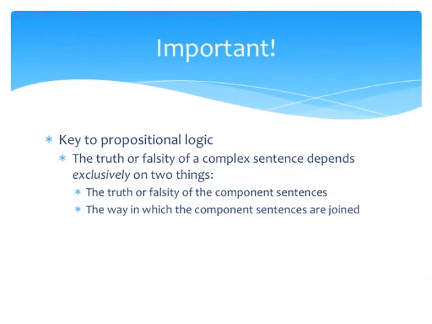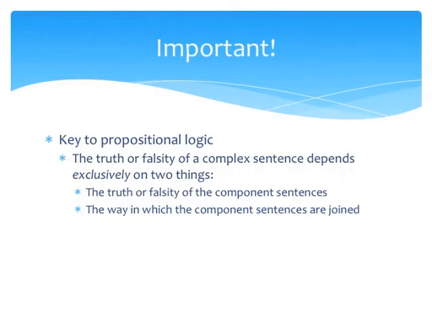Now, this is crucial. The key to how propositional logic works is the following, namely that the truth or falsity of a complex sentence depends exclusively on two things. First, the truth or falsity of the component sentences. This is what is called the truth value, whether they are true or false. And second, the way in which the component sentences are joined, that is, which connective we're using.